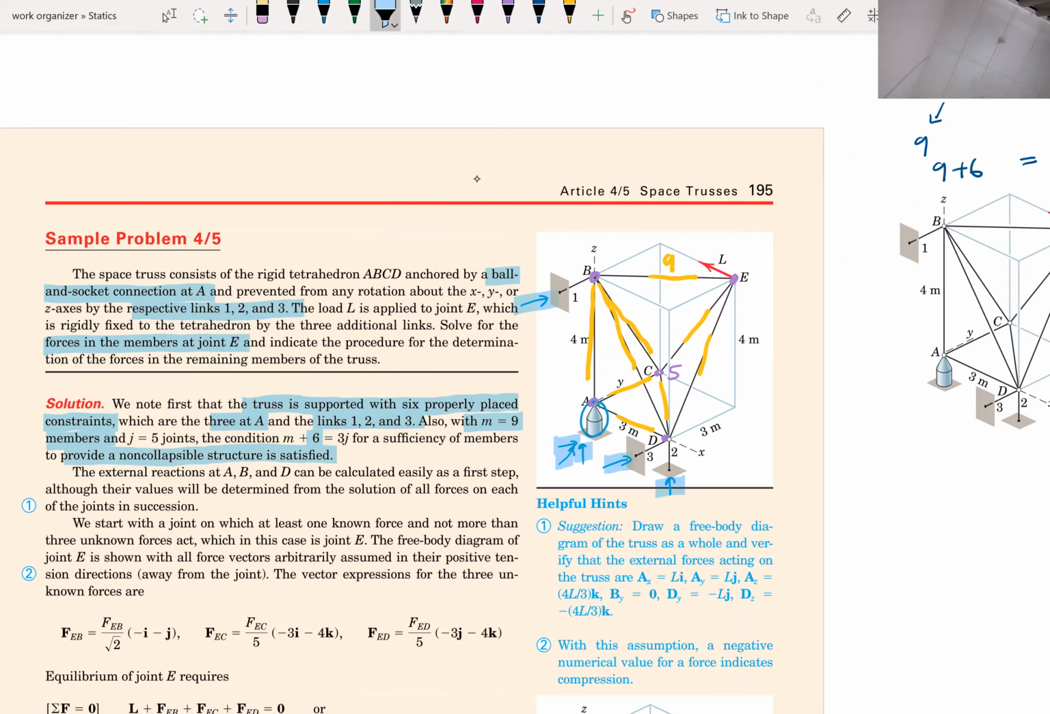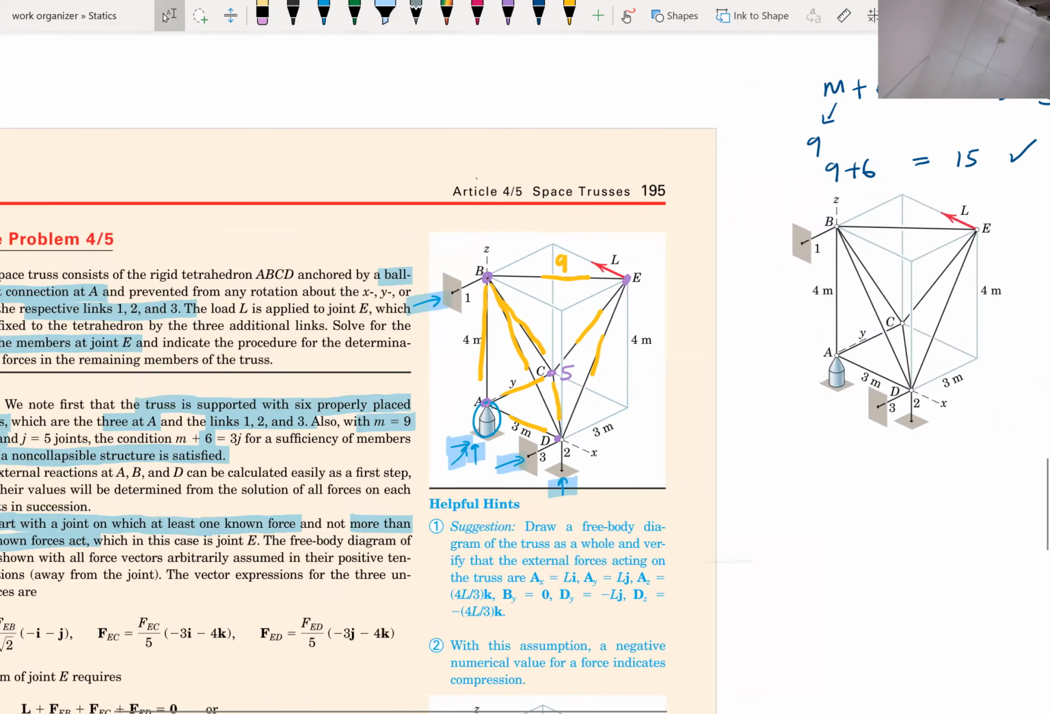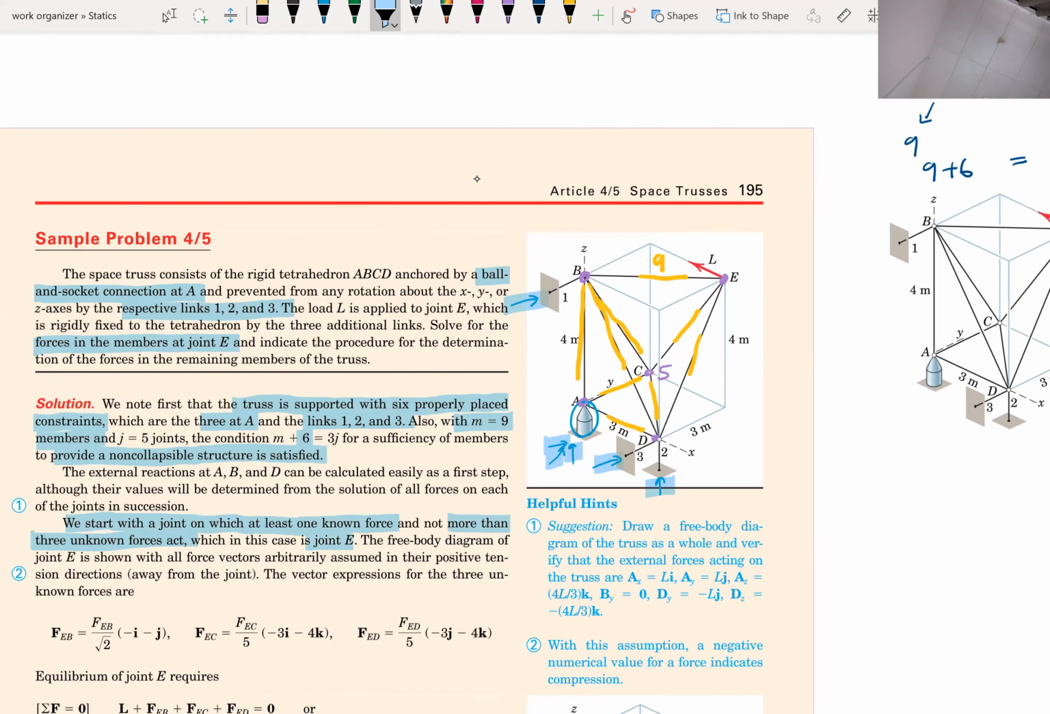Now, where should we begin? We start with a joint on which at least one known force is there, and not more than 3 unknown forces. Basically we just choose joint E, because we have one known force, which is L.